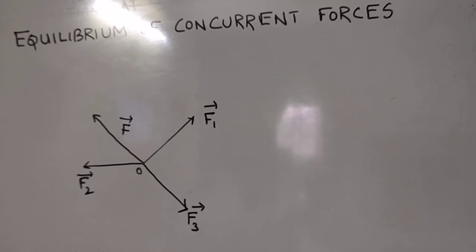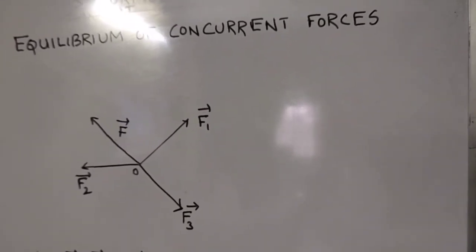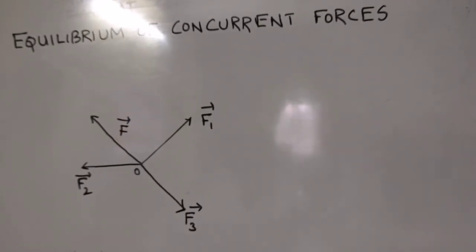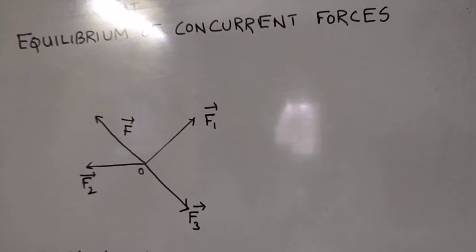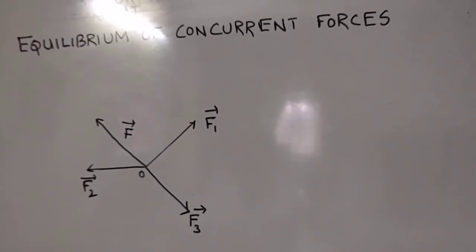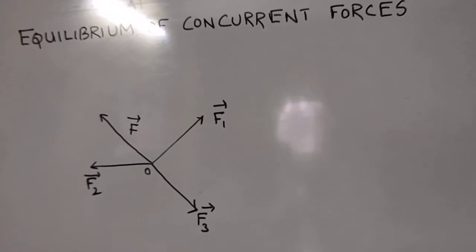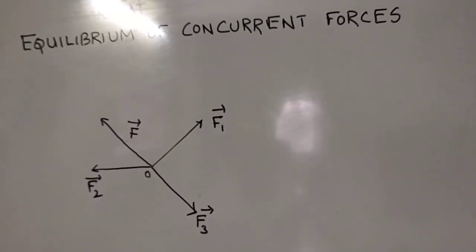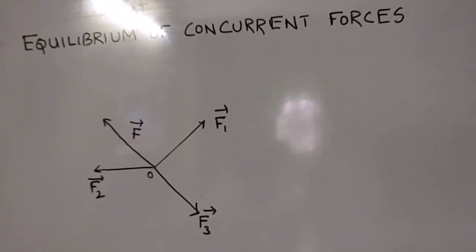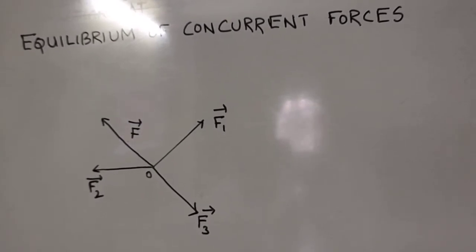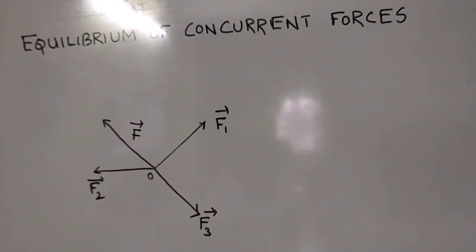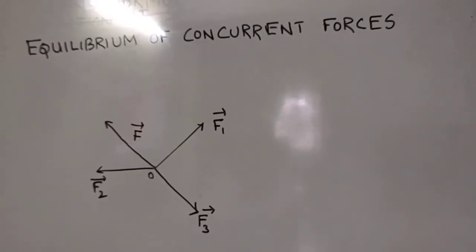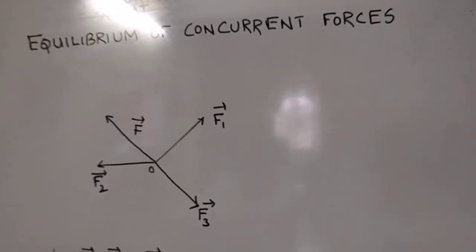One is your F1 vector upwards, and another one is your F2 vector towards left, and F3 vector downwards diagonally. Now, if you consider F1 vector and F2 vector as the two adjacent sides of a parallelogram, then the resultant force is your F vector. It is nothing but the diagonal formed by the two adjacent sides, F1 vector and F2 vector, of the parallelogram. Now, if the object which is at O is in equilibrium due to the application of these three forces, then F vector must be equal and opposite to F3 vector.